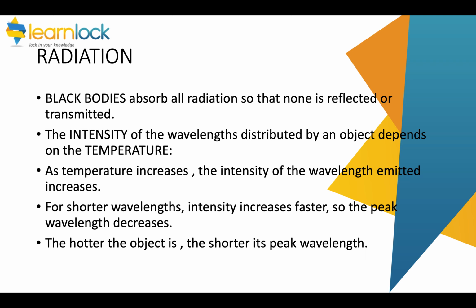Radiation. Black bodies absorb all radiation, so none is reflected or transmitted. The intensity of the wavelengths distributed by an object depends on the temperature. So as temperature increases, the intensity of the wavelength emitted increases. But for shorter wavelengths, intensity increases faster, so the peak wavelength decreases. In other words, the hotter the object is, the shorter its peak wavelength.